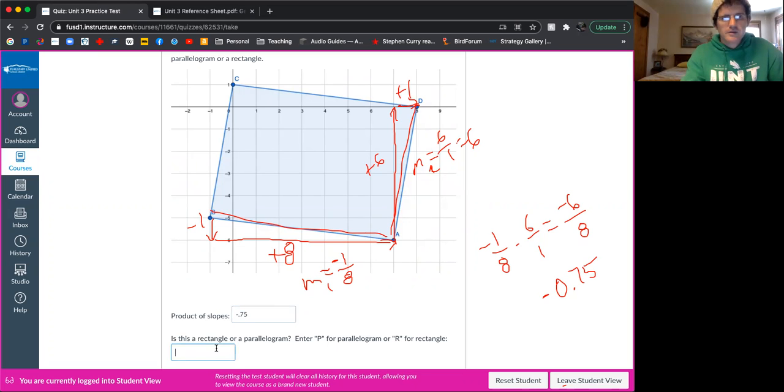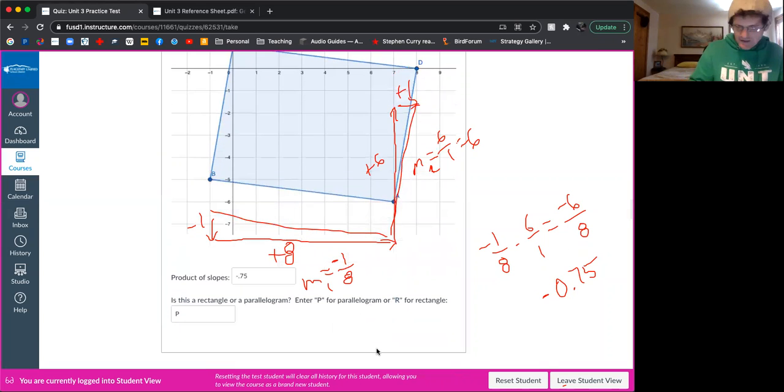So if I plug those in, is this a parallelogram or a rectangle? And notice right here, it says put a P for parallelogram, R for rectangle. It's only a rectangle if I get a -1 for my product. So since it's not, it's a parallelogram. Okay, and that's how you do those types of problems.